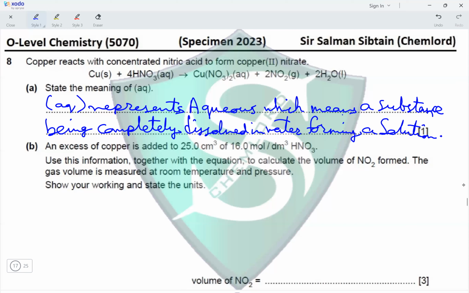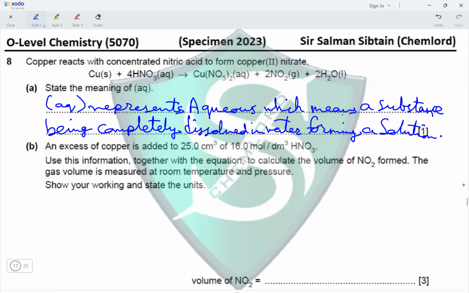Part B. An excess of copper is added to 25 cm cube of 16 mole per dm cube nitric acid. Okay, use this information together with the equation to calculate the volume of NO2 formed. The gas volume is measured at room temperature pressure, which means 1 mole of any gas under these conditions occupies a volume of 24 dm cube. And we need to find out the volume of NO2 produced. Okay. Show your working and state the units.